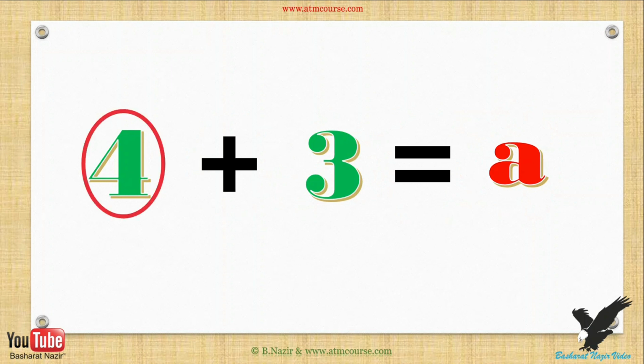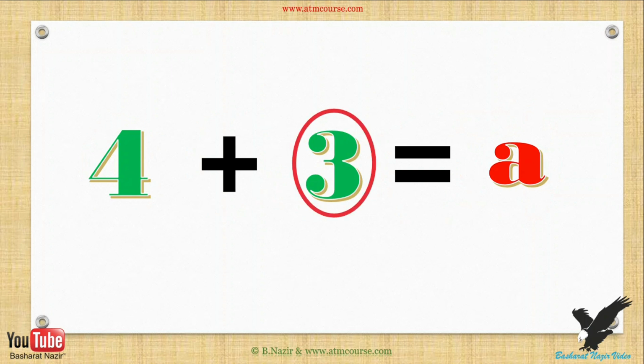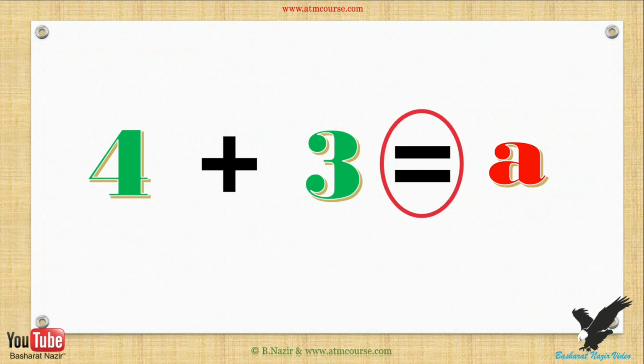On the left side, there is a number. Followed by the plus sign, which tells us that an addition operation will follow. Following the plus sign is the second number. Next, we have the equal sign, which tells us that both sides of the equation are in balance, meaning they are equal in value.